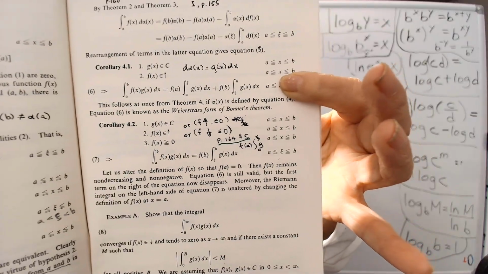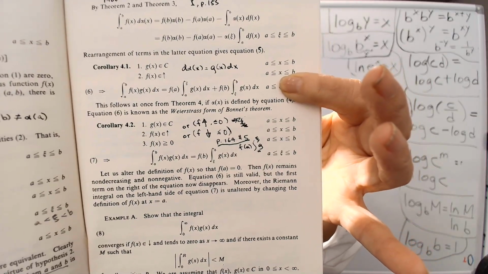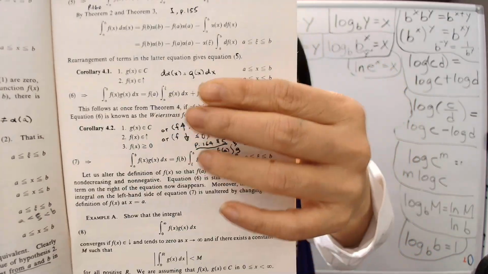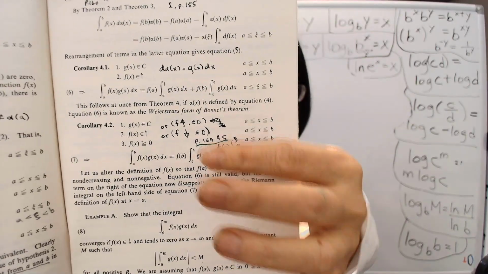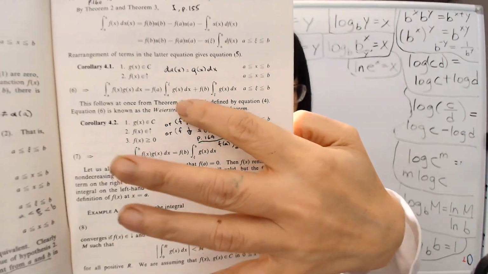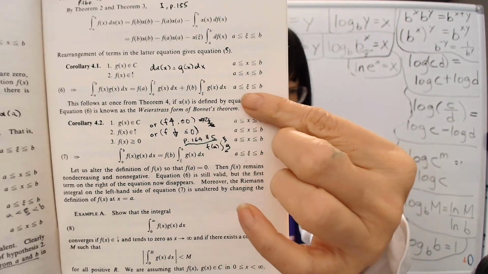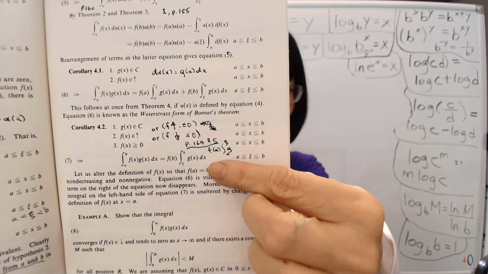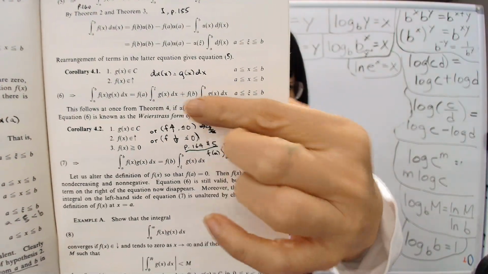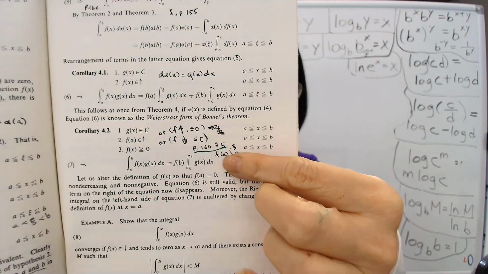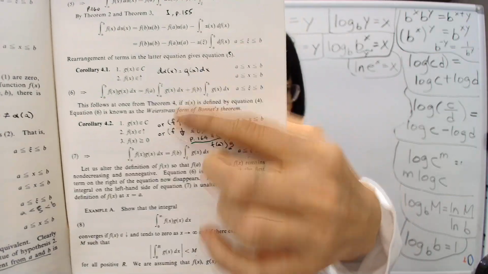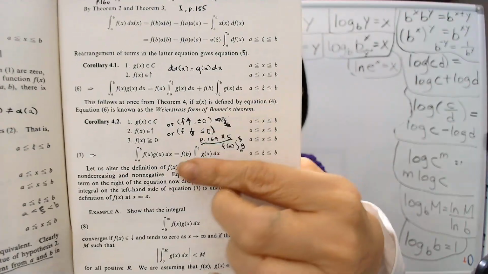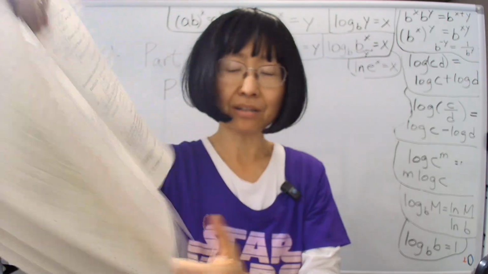So equation 6 is still valid. But however, remember, we just said that f(a) is 0. So the first term on the right gets knocked out. This disappears, and we only get this. That is why this is happening, because we said f(a) is 0. So suddenly this term got killed, and then we only have this thing left standing. So that equation holds.